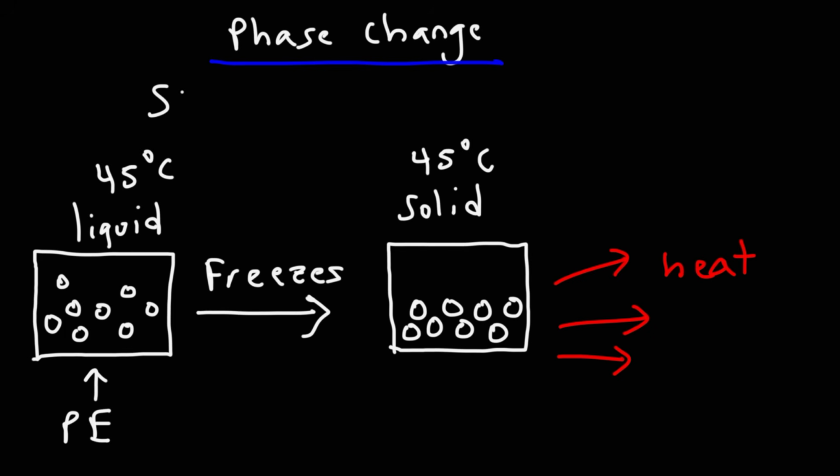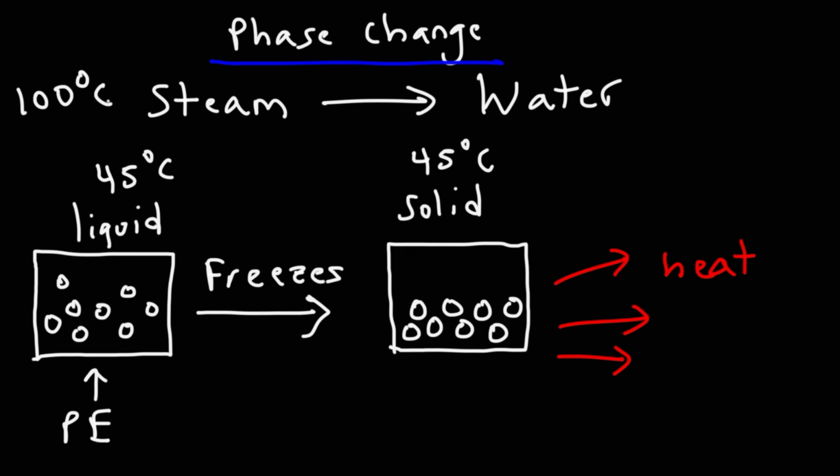Think about steam. When steam condenses into liquid water, energy is released. And this could happen without a temperature change. Steam at 100 degrees Celsius, when it condenses to liquid water at 100 degrees Celsius, is going to release heat. So that's a form of stored energy that is in the molecules of steam.